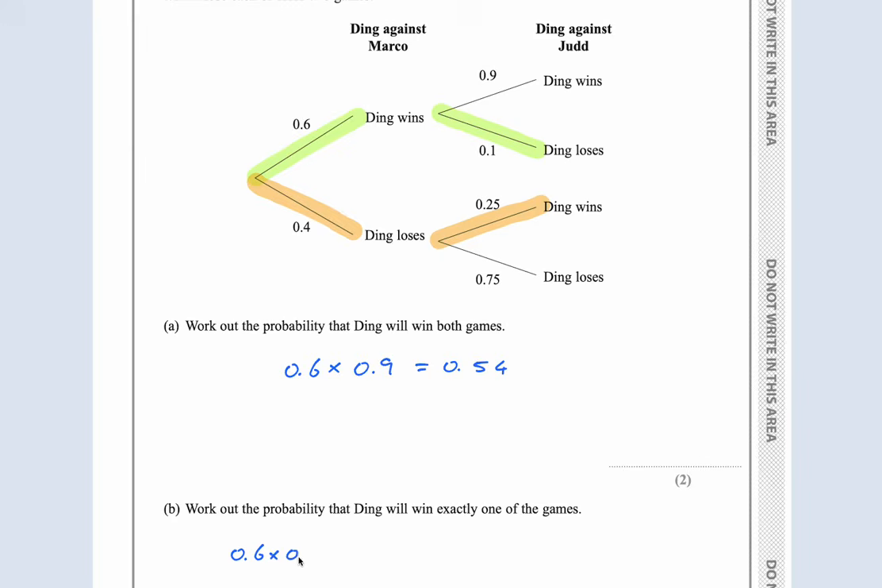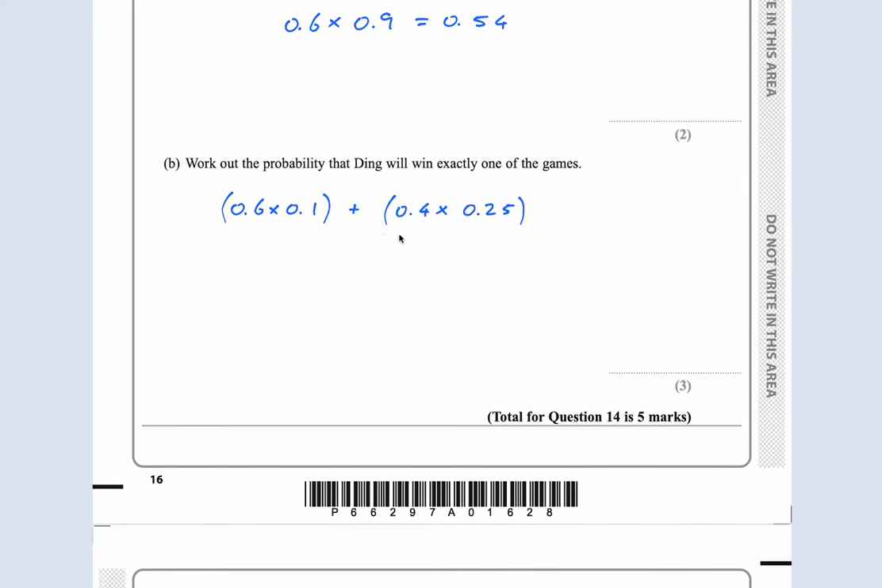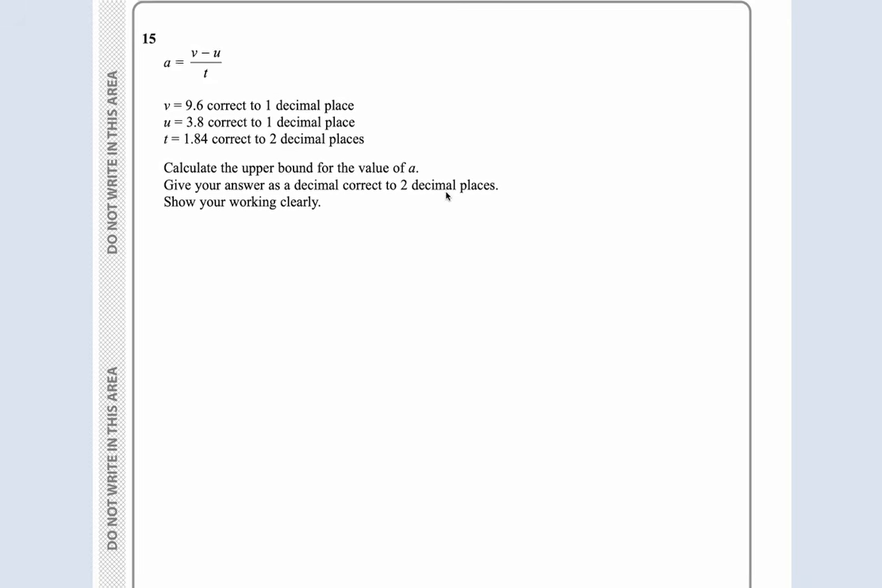0.6 times 0.1, and then add it to, because it's or, it's this times this, or this times this, and for or I'm going to add, 0.4 times 0.25. Use a calculator for sure, guys. I'm going to do this in my head. It's 0.06 plus 0.1, which is equal to 0.16. Use a calculator here, guys, in an exam. Okay, 15.